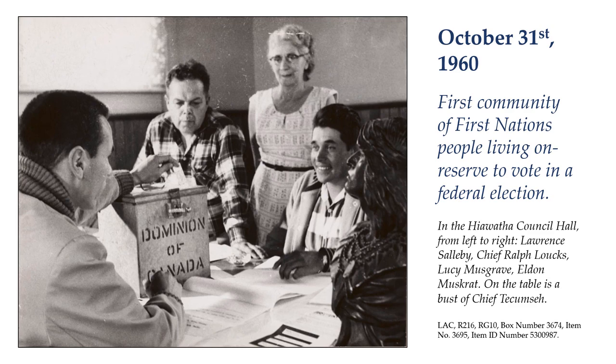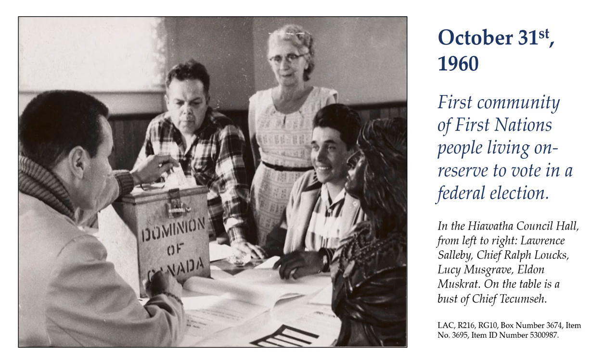This picture was taken to mark a historic moment. The note on the back of the original photo says these are people of the Rice Lake First Nation near Peterborough. Theirs was the first community of First Nations people living on reserve to vote in a federal election. In this case, a by-election on October 31st, 1960.